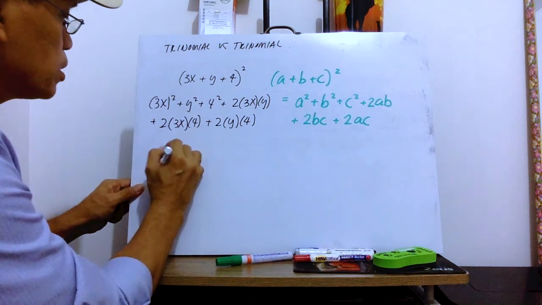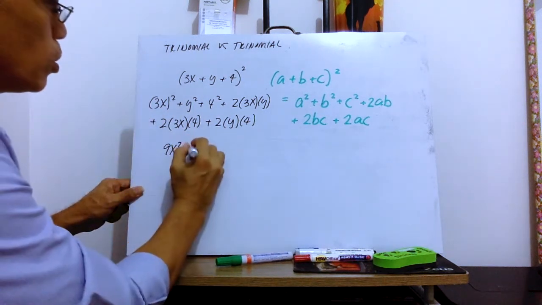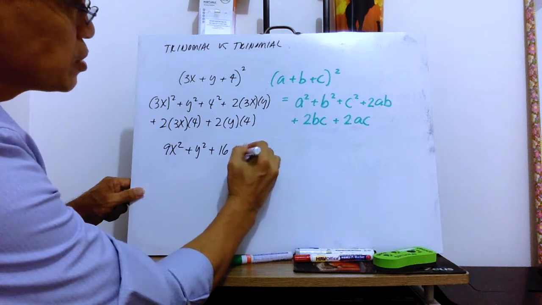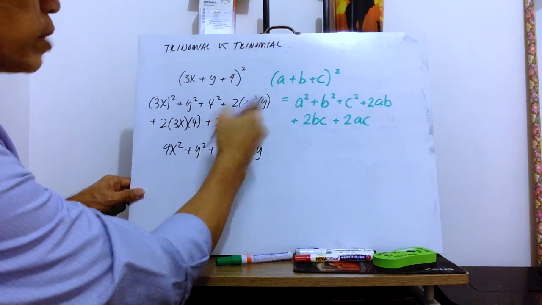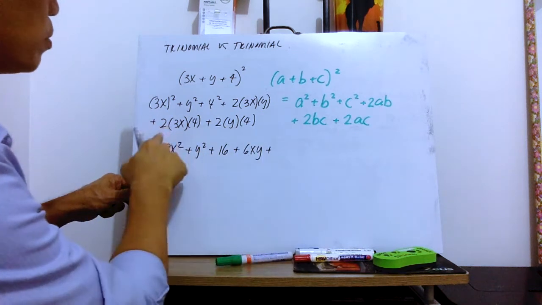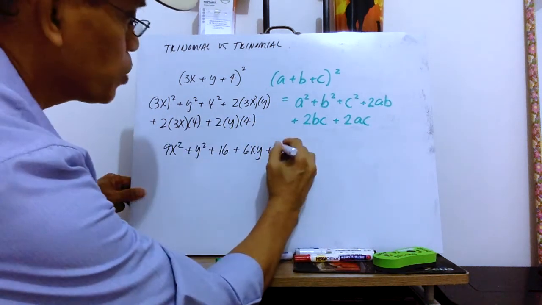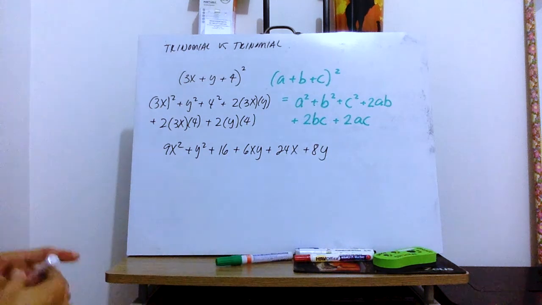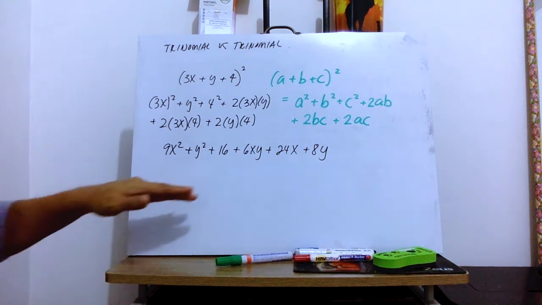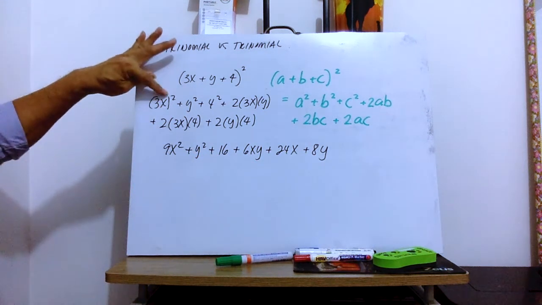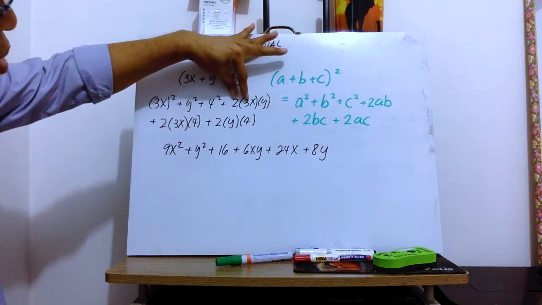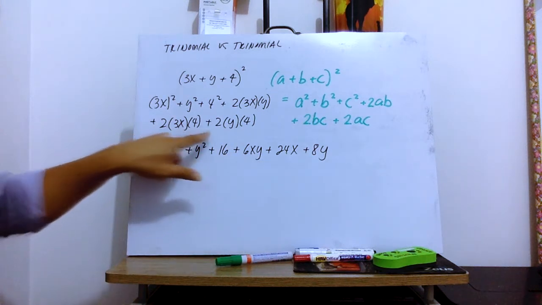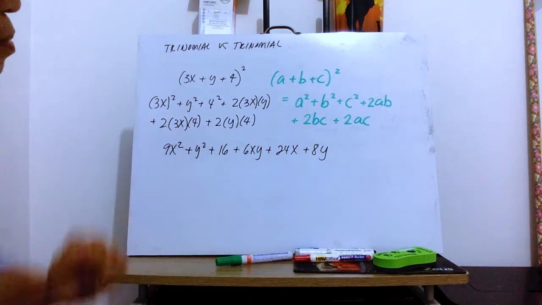This becomes 9x squared, okay, plus y squared plus 16 plus 6xy, yep, plus 2 times 3, 6 times 4 is 24, x plus 8y. You don't need to combine like terms, okay? It's already simplified. Let's check. 9x squared, y squared, 16, that's 6xy, that's 24x, and then that's 8y. All right?